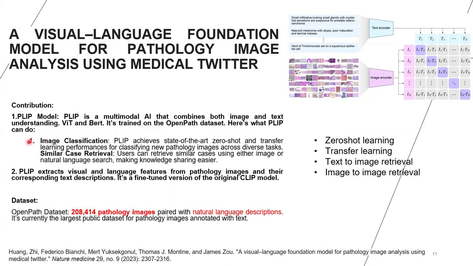So how can PLIP work? It works mainly on two tasks, the first being the image classification task. PLIP achieves state-of-the-art zero-shot and transfer learning performance for classifying new pathology images across diverse datasets. So it is capable of classifying images using transfer learning and zero-shot learning. Zero-shot means that if a class is not present in the dataset, the model is still capable of segregating it from the rest of the classes. That is the capability of zero-shot.